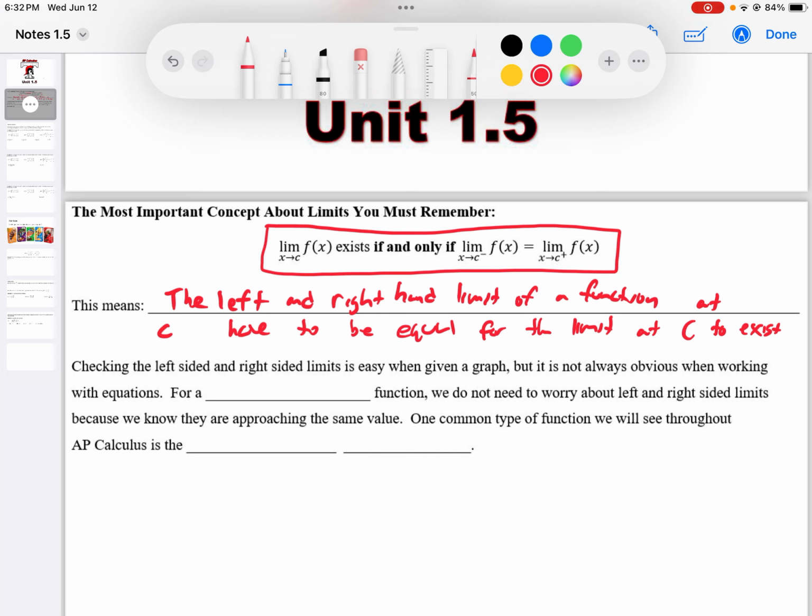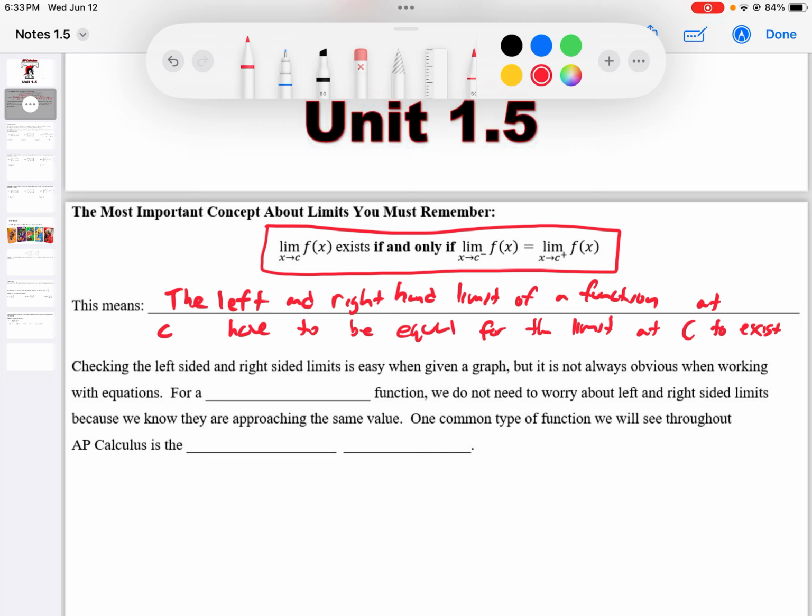It says the limit as x approaches c exists if the limit from the left equals the limit from the right. Or we could say if the limit from the left is equal to the limit from the right, then the double-sided limit exists. Checking the left-sided and right-sided limit is easy when given a graph, like we did last time. But it's not always as obvious when working with equations.